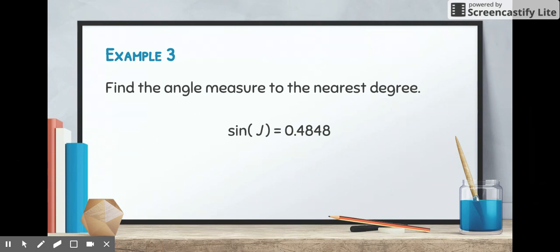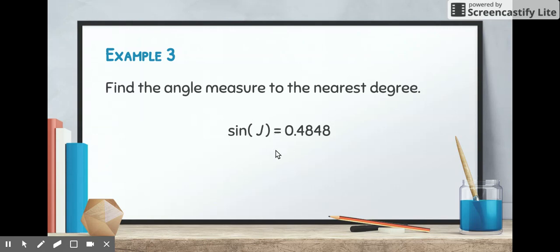So this problem tells us to find the angle measure to the nearest degree. So we have sine of j is equal to 0.4848. So we're trying to solve for j, that angle measure. And 0.4848 looks so different than what we've seen before. But we know that sine of an angle is just equal to the ratio of the opposite over hypotenuse, right? And so whatever the length of the side opposite j is and the hypotenuse, when you divide those two numbers, it's going to simplify to 0.4848.